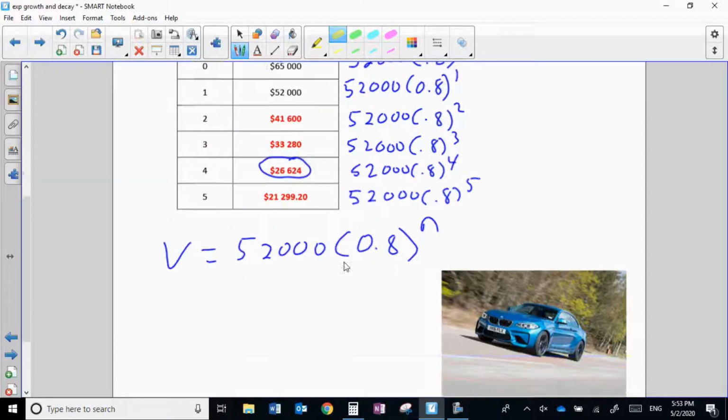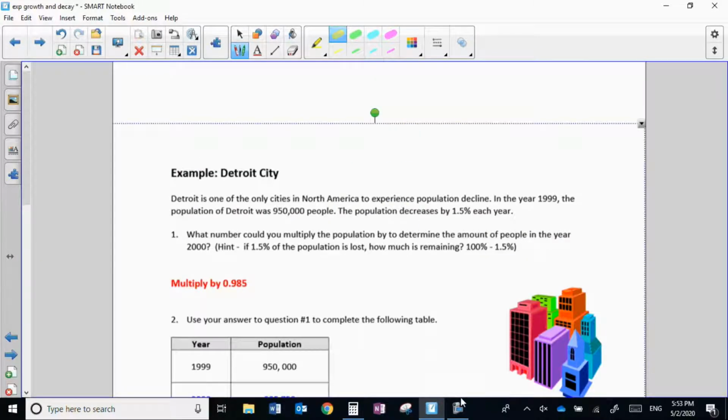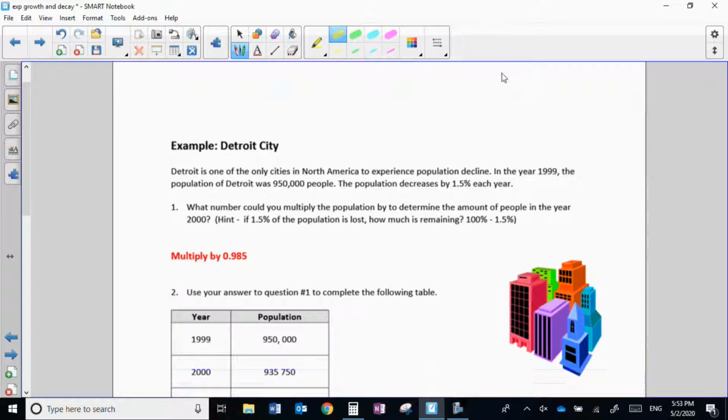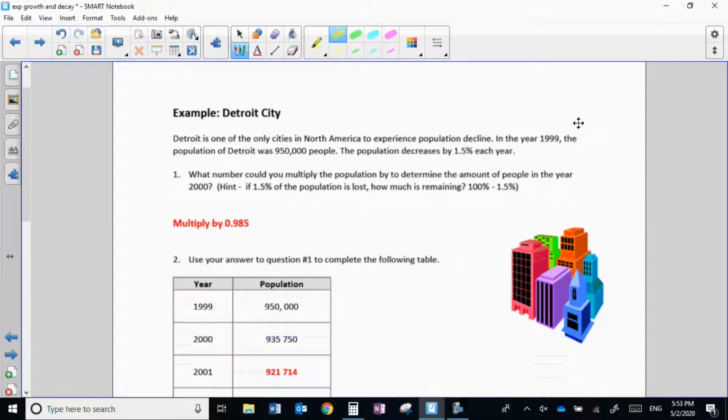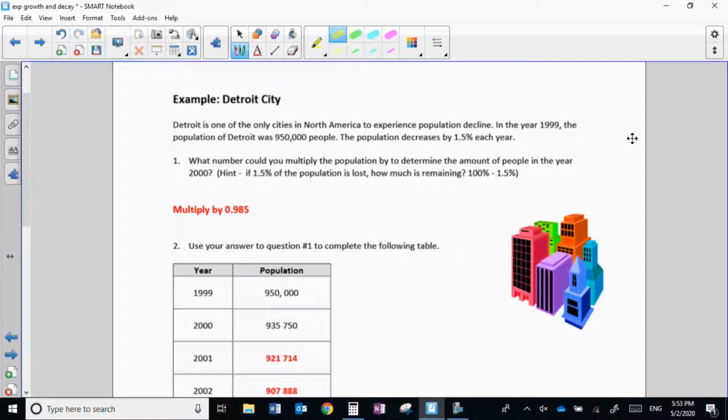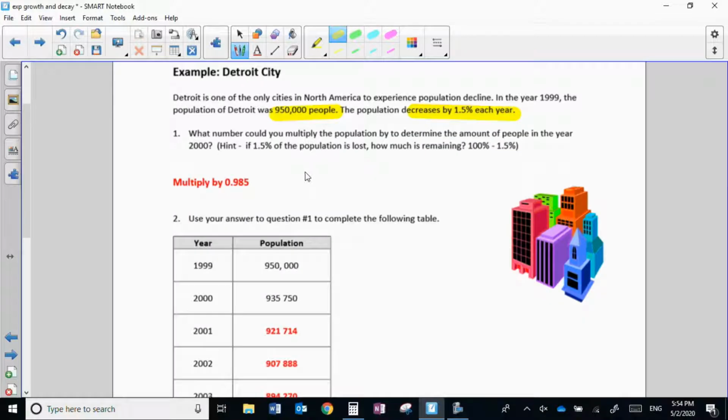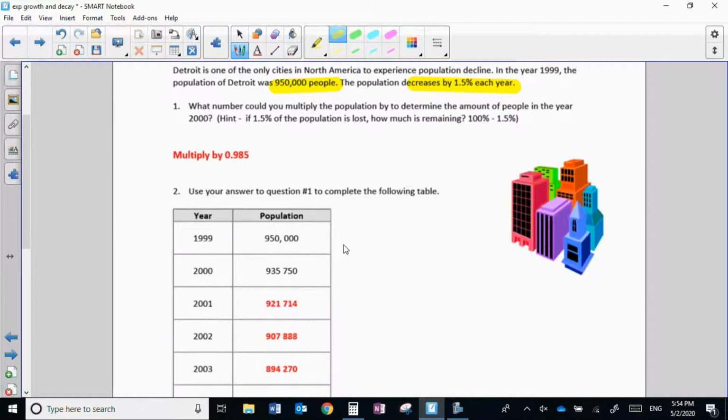Okay, next example, Detroit City. Detroit's one of the only cities in North America to experience population decline. Starting with a population of 950,000 in 1999, we're going to say the population decreases by 1.5% each year. Well, how did I fill out this table? I multiplied everything by 0.985.